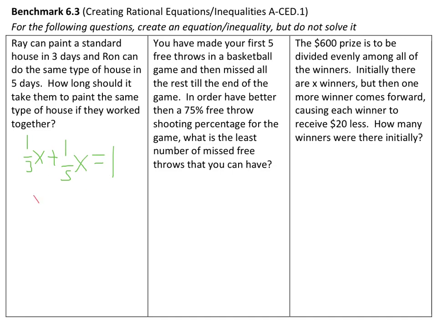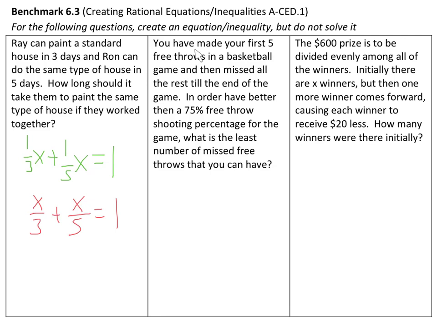Now you could also write it like this, if you wanted to. A lot of people do write these like this. Okay, so a third of a house each day and a fifth of the house added together, how many days to get one whole house. Now if you wanted to do 2 houses, you put a 2 here, 3 houses, 3 here, and so forth. If you solve this, again, it should be less than 3 days.